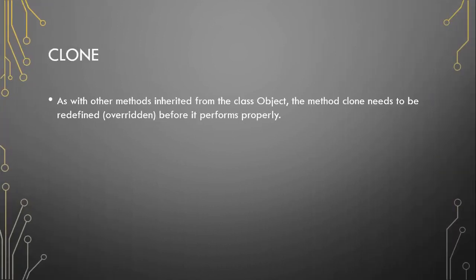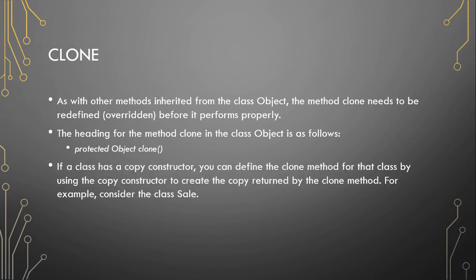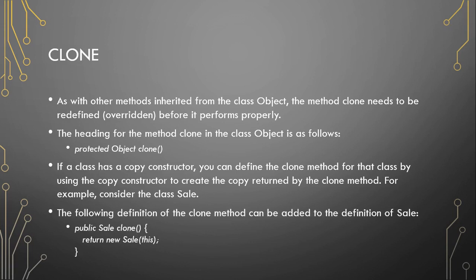As with other methods inherited from the class Object, such as toString and equals, the clone method needs to be redefined or overridden before it can perform properly. The heading for the method clone in the class Object is as follows: protected Object clone. If a class has a copy constructor, you can define the clone method for that class by using the copy constructor to create the object returned by the clone method. For example, consider the class Sale. The following definition of the clone method can be added to the definition of Sale: public Sale clone, return new Sale(this).